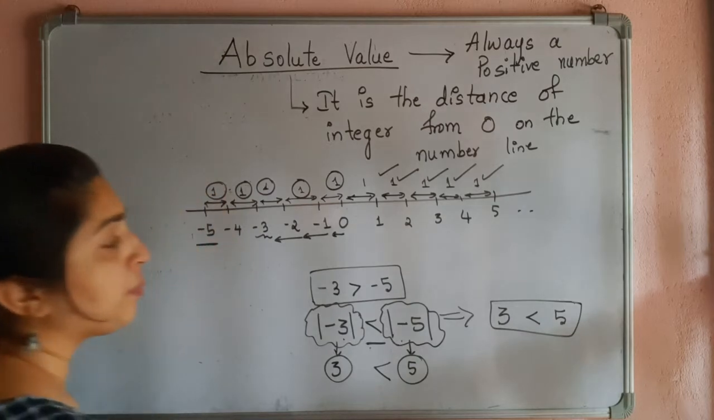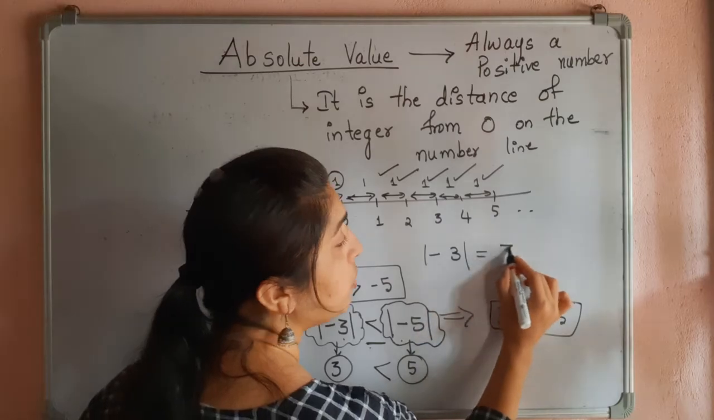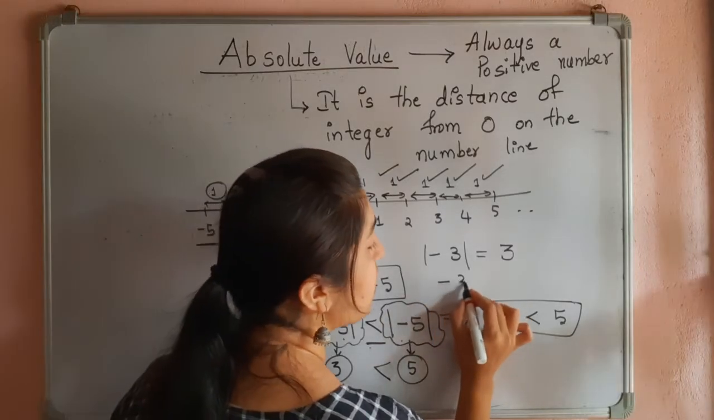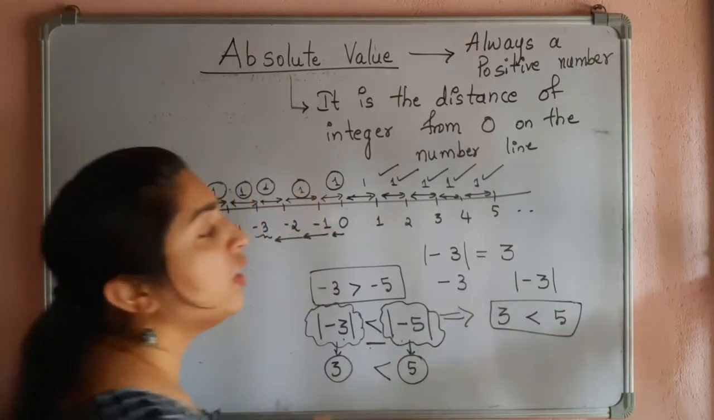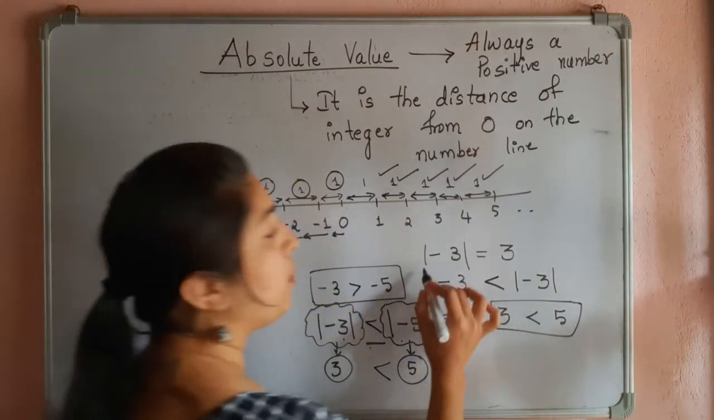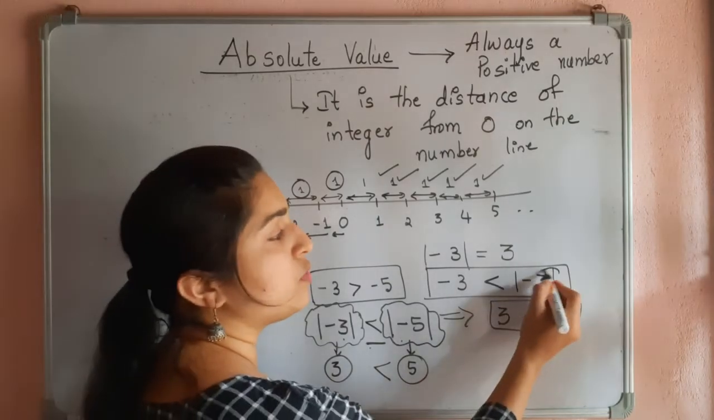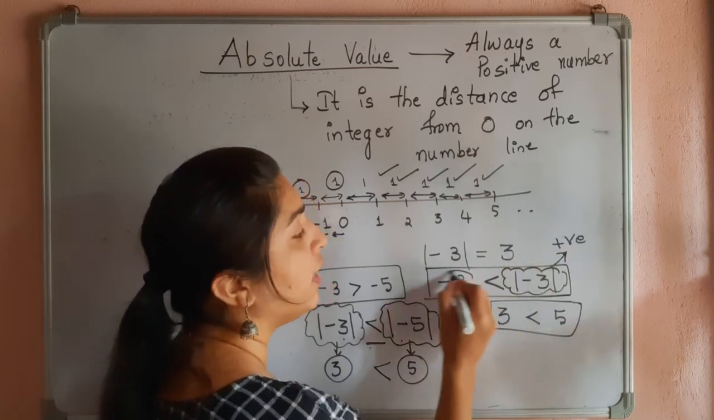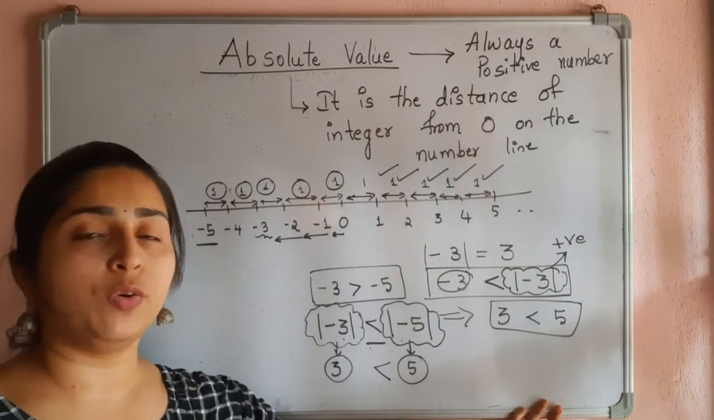But if you consider minus 3, and mod of minus 3, which is equal to 3, then 3 is greater than minus 3. So minus 3 is less than mod of minus 3. Why? Because mod gives you a positive number, and positive numbers are always greater than negative numbers. So this is all about the absolute value of integers.